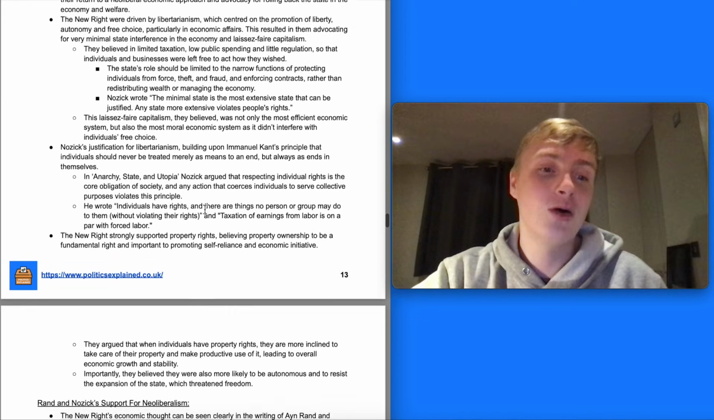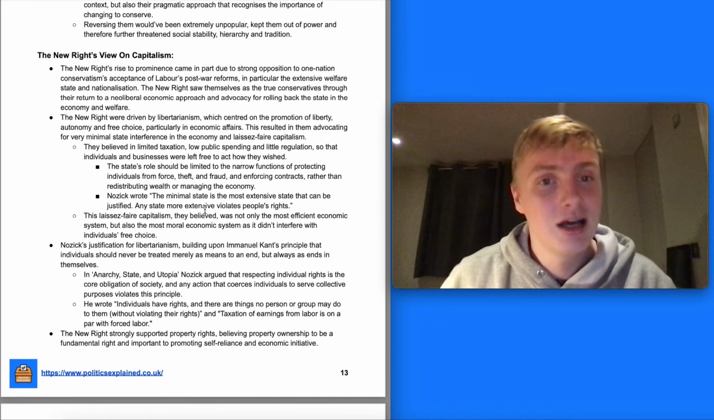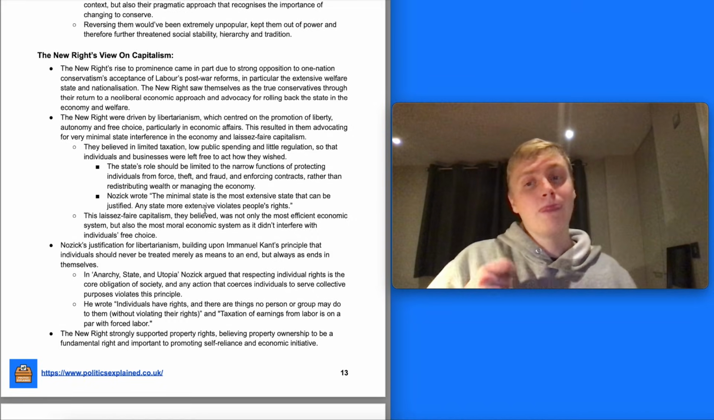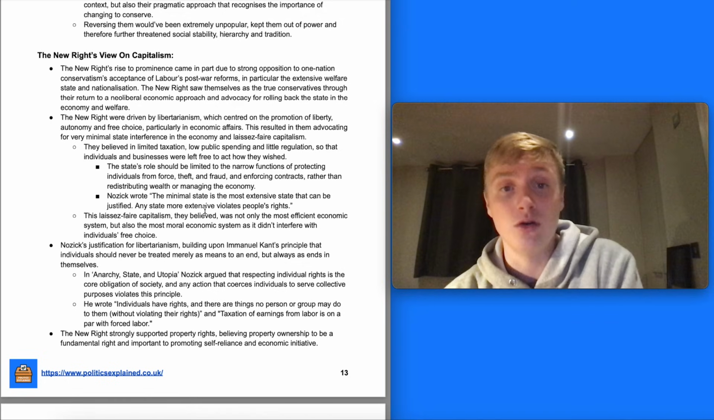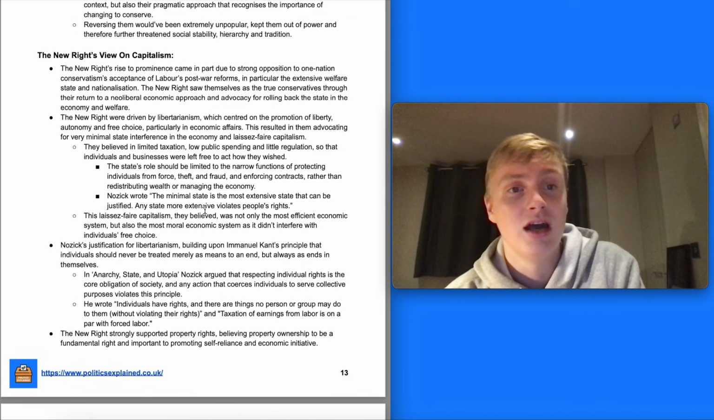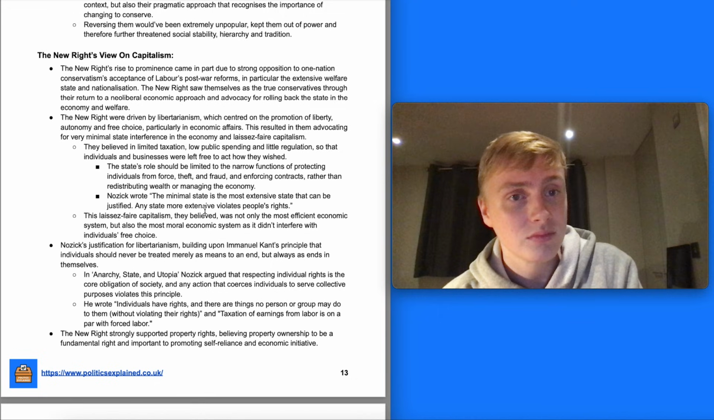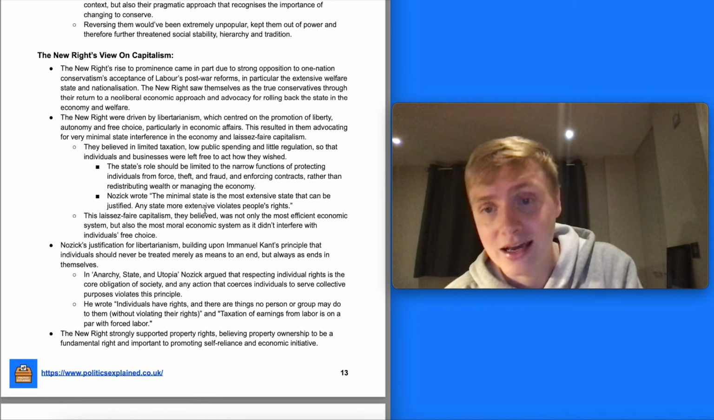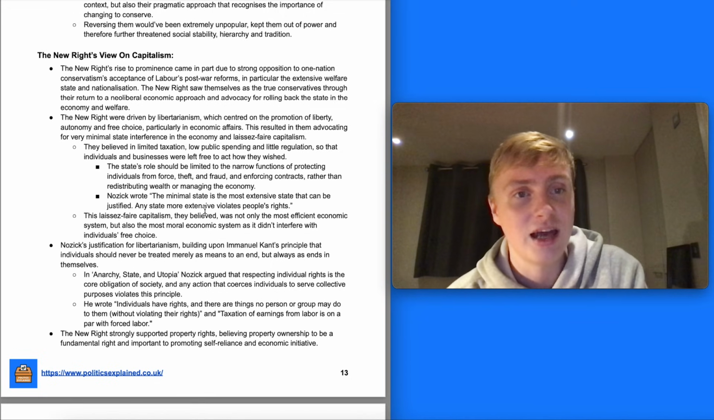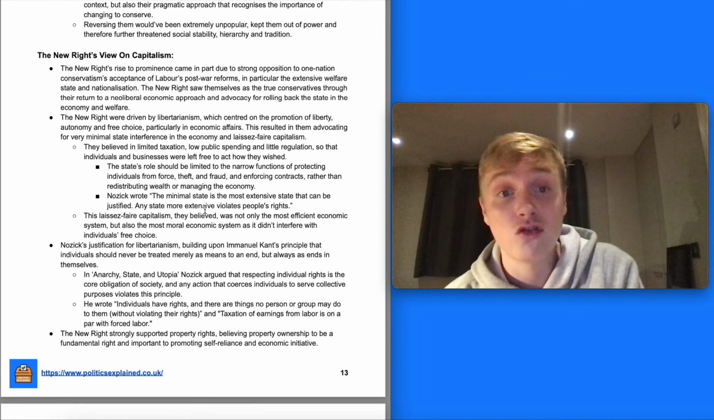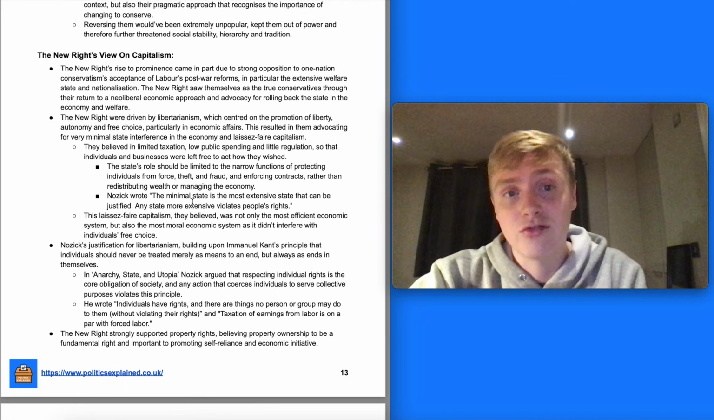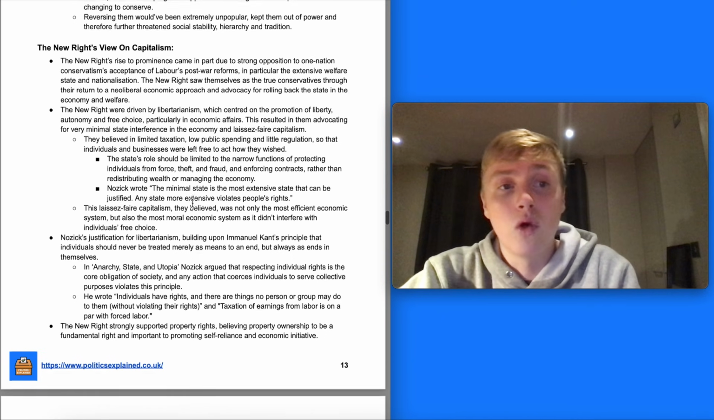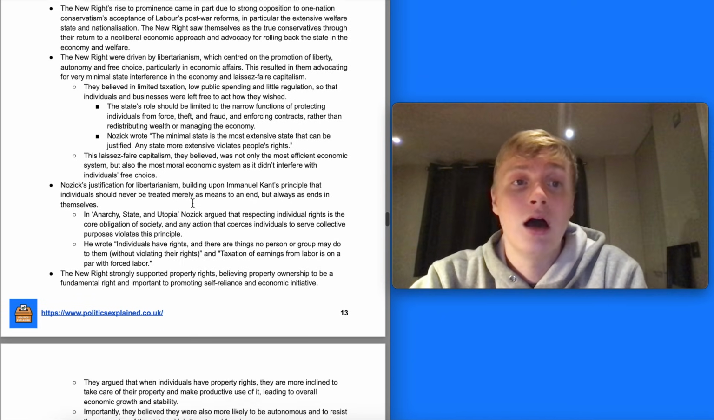The New Right's view on capitalism is quite different. They partly came to prominence, especially in the UK, in response to One Nation Conservatism's acceptance of post-war reforms, in particular the acceptance of the extensive welfare state and nationalisation, and they saw themselves as the true conservatives through their return to a neoliberal economic approach, their return to free market capitalism, and advocated for rolling back the state in the economy and welfare.